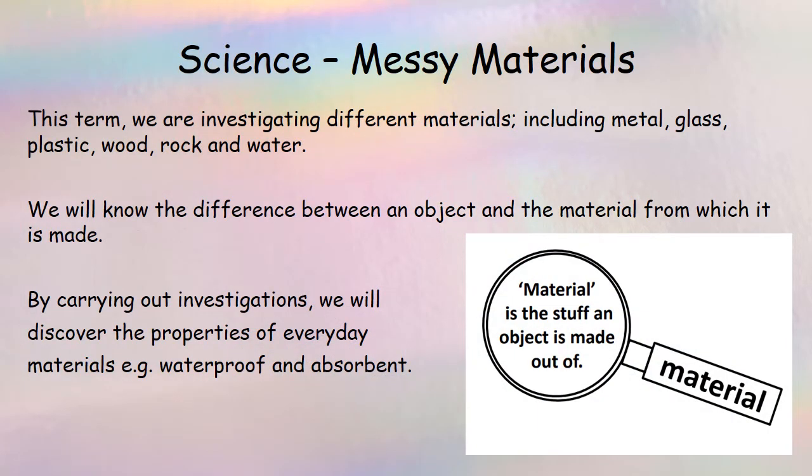Science, messy materials. This term we are investigating different materials, including metal, glass, plastic, wood, rock and water. We will know the difference between an object and the material from which it is made. By carrying out investigations, we will discover the properties of everyday materials, for example, waterproof and absorbent.